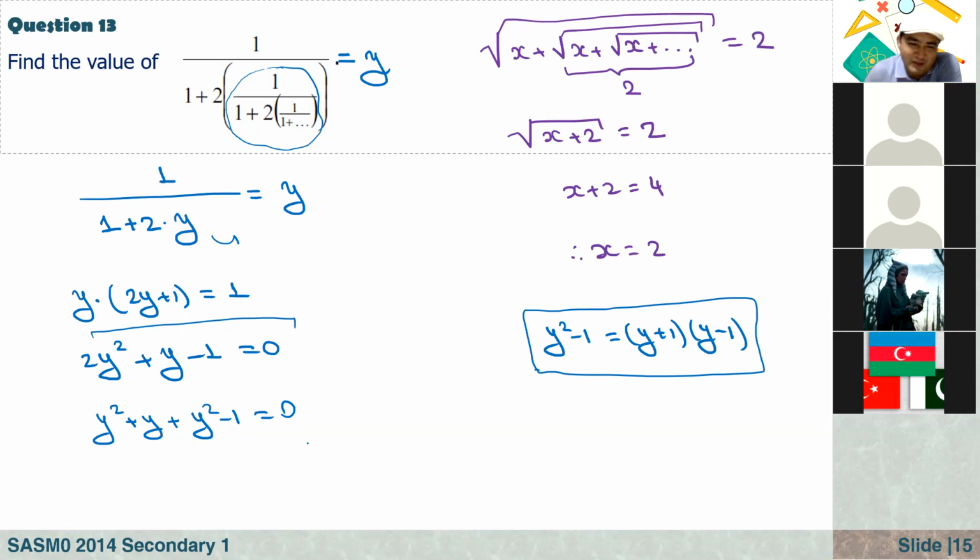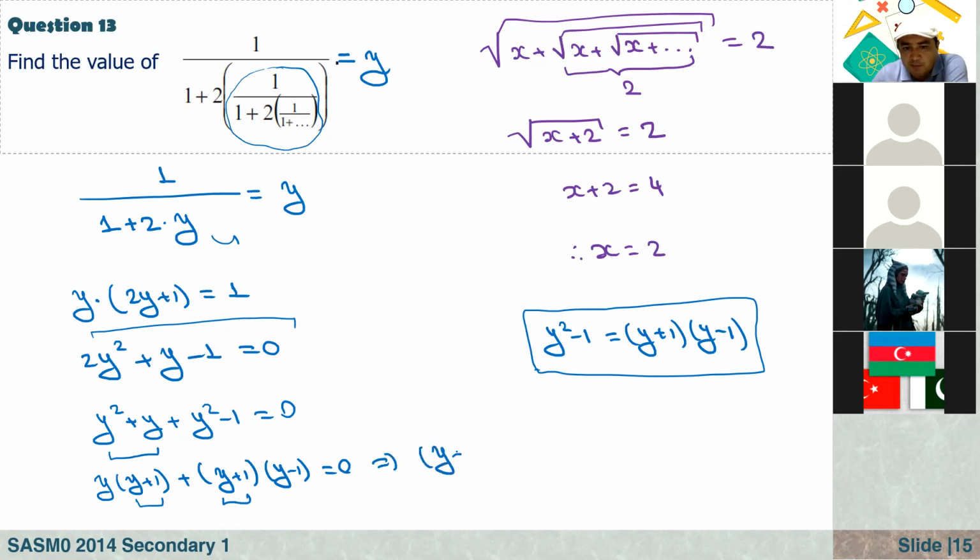All right, what do we have to do here? So this is y squared plus y. We now have to factorize this. y is a common factor: y times (y plus 1). How about y squared minus 1? I can write it as y plus 1 times y minus 1, is equal to 0. Now, as you see here, y plus 1 is a common factor.